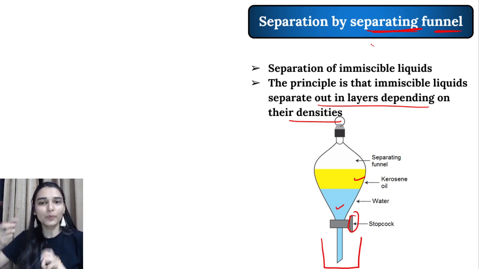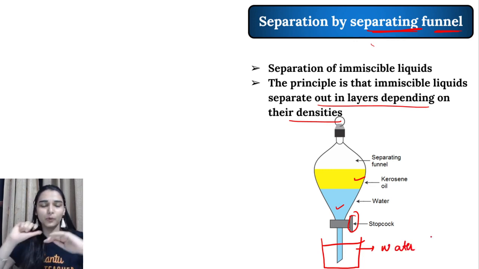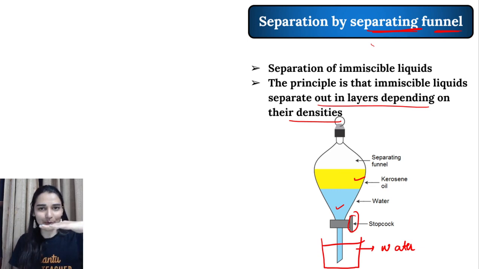So when you open the stop cock, then what will happen, water will start coming out. So सारा का सारा water आप यहाँ पर collect कर लो, then close the stop cock. That's so easy. ठीक है, oil will be left behind in the separating funnel. पानी आपको मिल गया है. ठीक है, then you can take a fresh container, उसके अंदर you can transfer your kerosene oil.